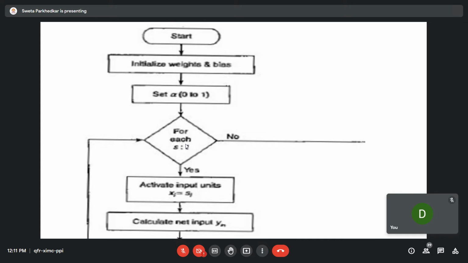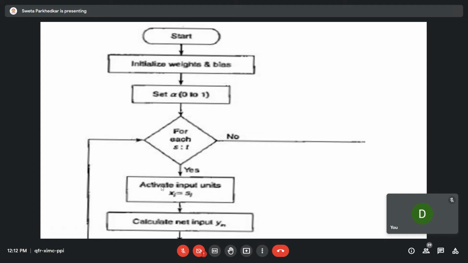The input layer, for each training pair, is indicated by S and T. S is your sensory unit, T is the output unit. Now we need to activate the input unit. Suppose this condition is reached when S is holding some of the input values, and xi, your input unit, is applied with some identity activation function, then xi will be equal to si.